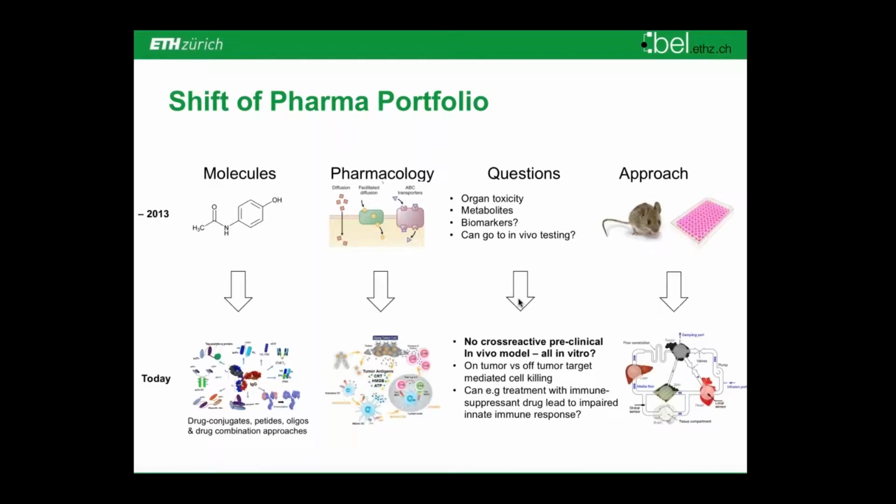And now we're shifting to something much more complex with drug conjugates, with peptides, with different antibodies, combination approaches, and this makes pharmacology much more difficult because it needs to involve a lot more key parameters. You need to model more complex systems, and the questions are also more complex, from cross-reactivity versus off-target to immunosuppression and so forth. So maybe there's a real need for new tools, or not only maybe, I think there's a need for new tools, and I think MPS could be one of those.